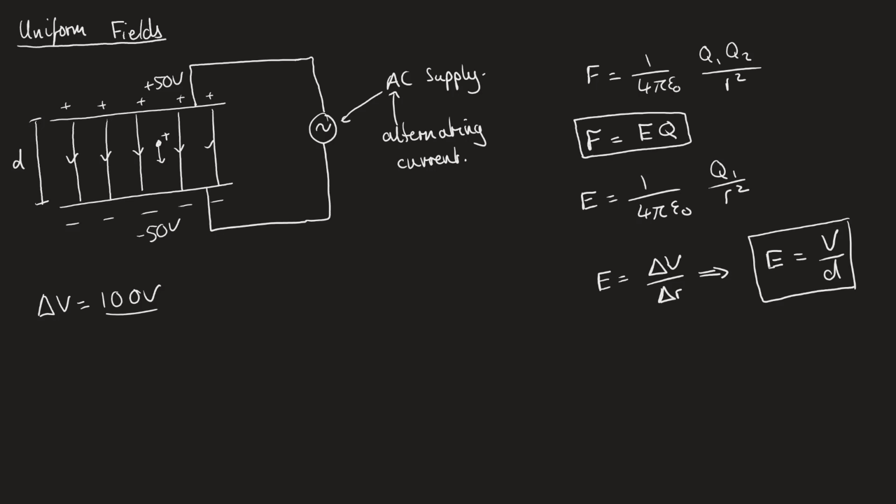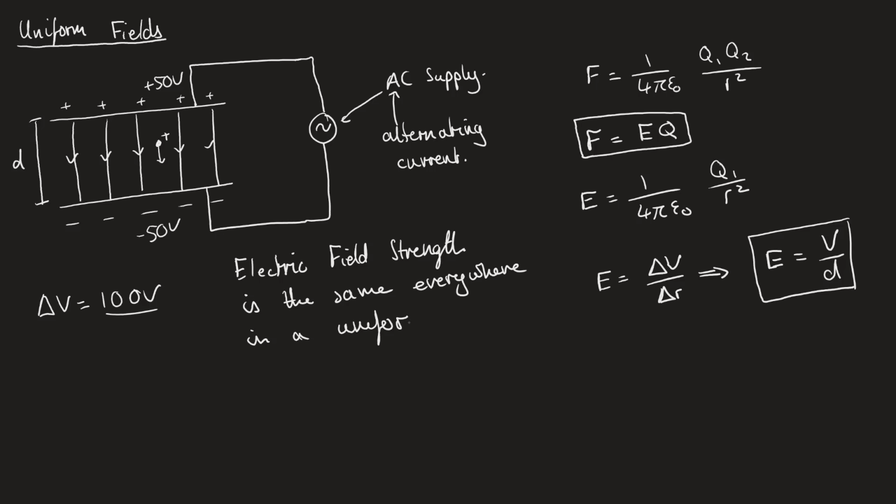And the reason we can call this a uniform field is because the electric field strength is the same everywhere in a uniform field. Okay, this is why it's called a uniform field, because the electric field strength is the same. When we look at radial fields, we end up with the electric field strength changing as we change the distance. But in this case, because we're ending up with a constant density of field lines, we end up with a constant electric field strength all over this plate.